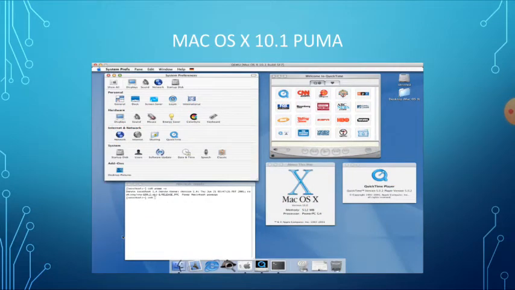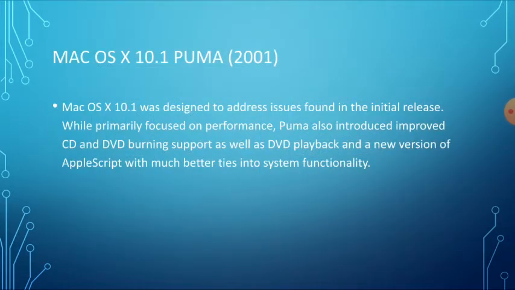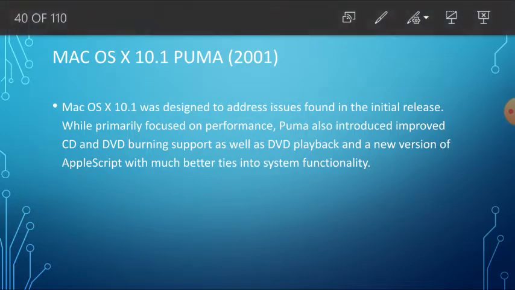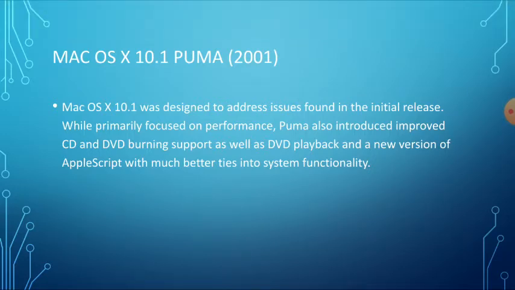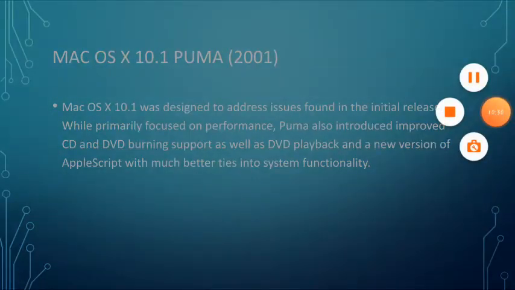Next is Mac OS X 10.1 Puma. It was released in 2001. It was designed to address issues found in the initial release while primarily focused on performance. Puma also introduced improved CD and DVD burning support as well as DVD playback and a new version of AppleScript which much better ties into system functionality.